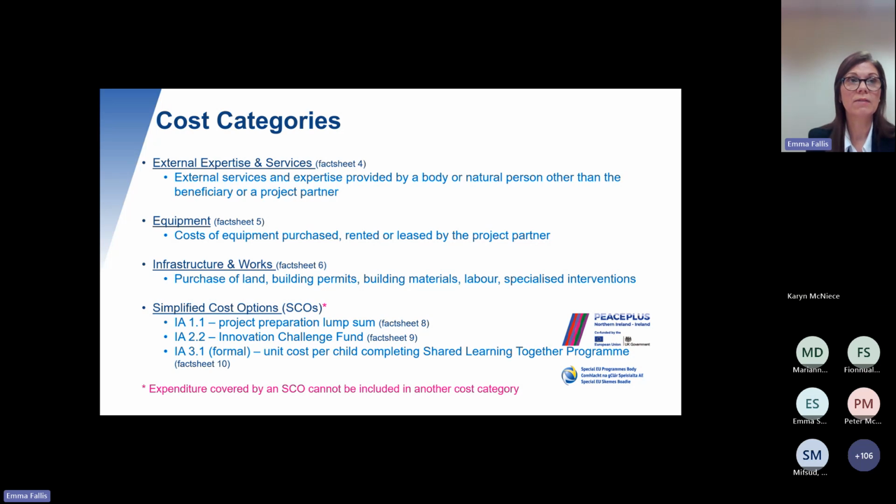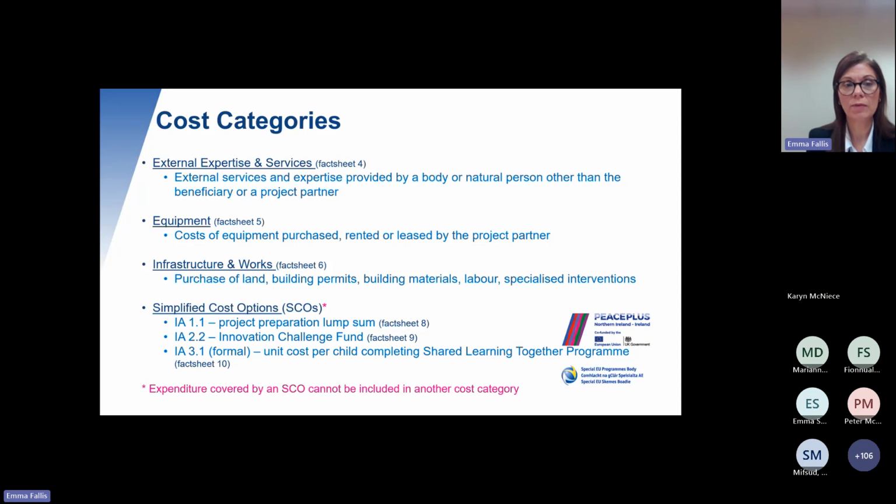Equipment is covered in fact sheet 5 of the programme manual, and that is related to costs for the purchase, renting and leasing of equipment by the project partner. We need to be mindful that when you're purchasing equipment, if it has an economic life greater than the duration of your project, you need to be considering leasing or renting it rather than purchasing. If you were going to consider the purchase of equipment, only the depreciation costs would be eligible.